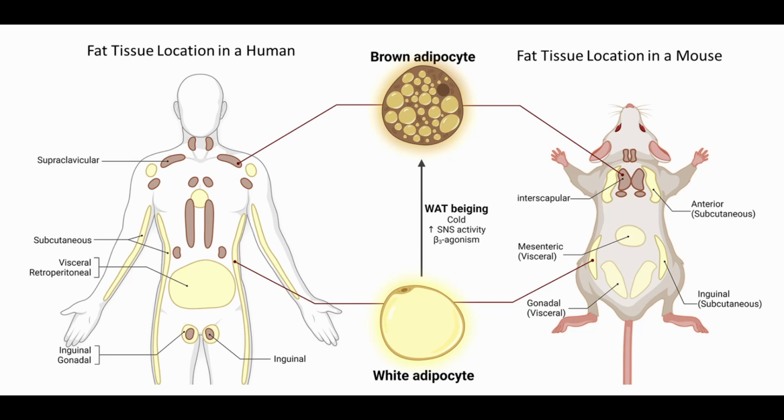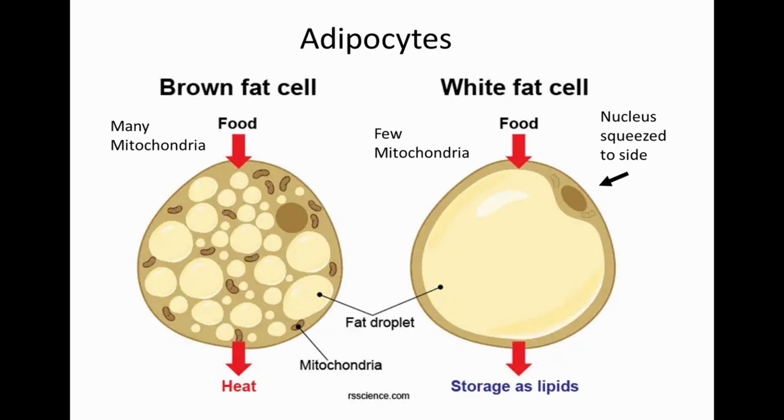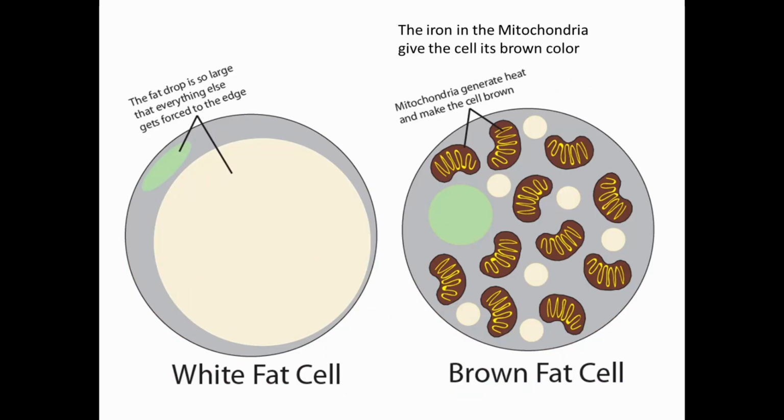The difference between brown fat cells and white fat cells is that in white fat cells, the fat is stored as a single droplet of lipid oil, and in brown fat cells, the fat is stored in many smaller droplets of lipid oil. The single lipid droplet in white fat cells takes up so much of the volume of the cell that the nucleus of the white fat cell is squeezed over against the cell membrane. Brown fat cells have many more iron-rich mitochondria than white fat cells, and it is the iron that gives the brown fat cells their brown color.